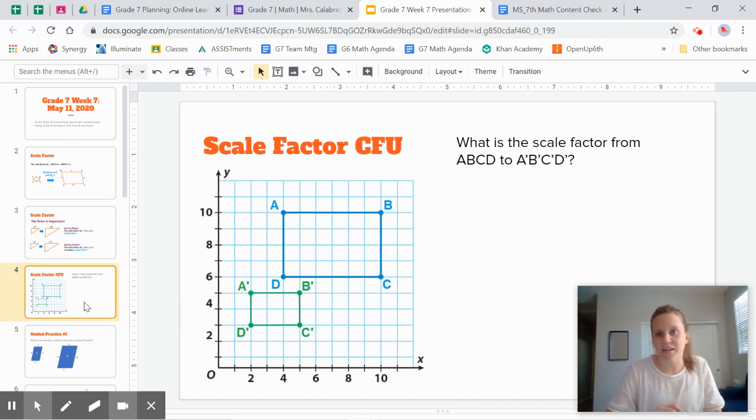Let's do a quick check for understanding. Can you please find the scale factor from quadrilateral ABCD to quadrilateral A prime, B prime, C prime, D prime? All that means is let's start with this blue rectangle and then move to our green rectangle, finding the scale factor. 15 seconds left. Your answer is a number.